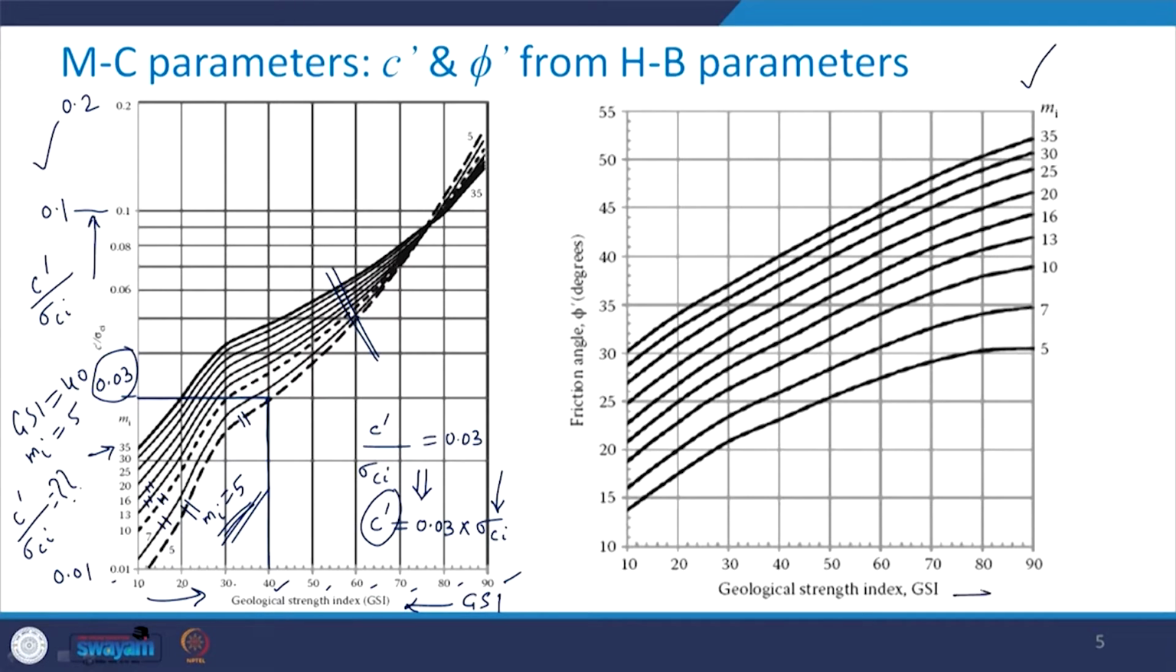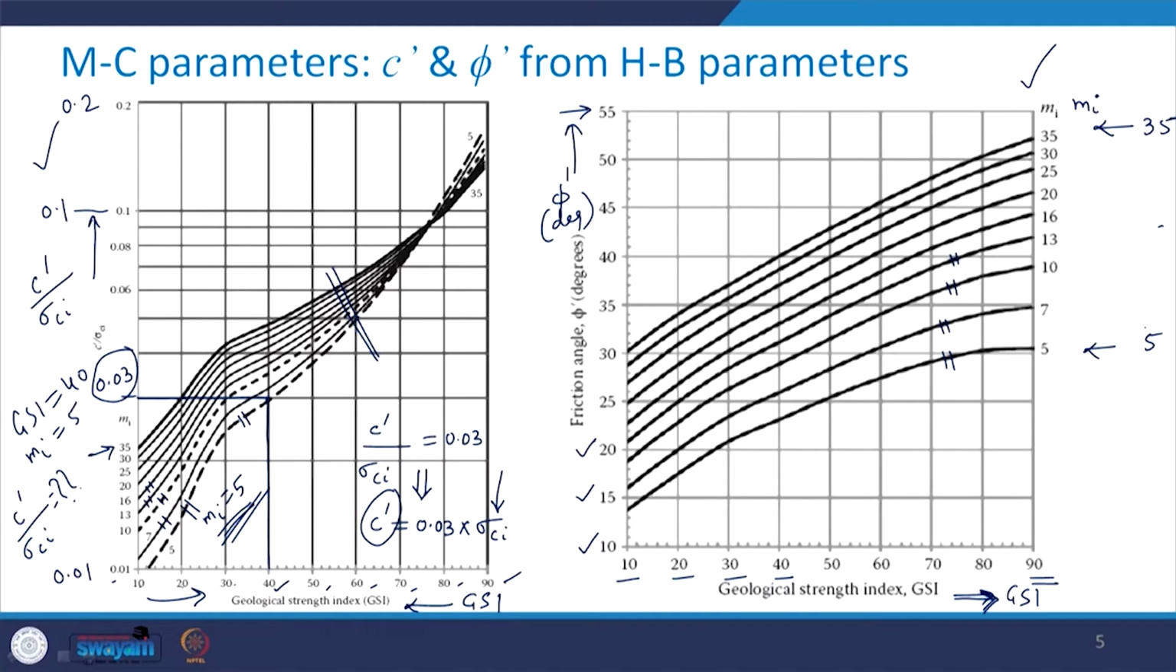Again here on this scale we have GSI and it is increasing in this direction, 10, 20, 30, 40 and so on up to 90. Then on this y axis we have the friction angle phi prime in degrees, which is increasing in this direction, starting from 10, 15, 20 and it goes up to 55. Then here you can see the series of these curves are there. These correspond to various values of mi. It is varying from mi equal to 5 to mi equal to 35.